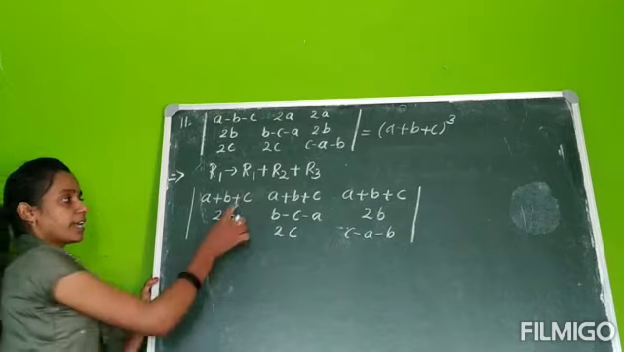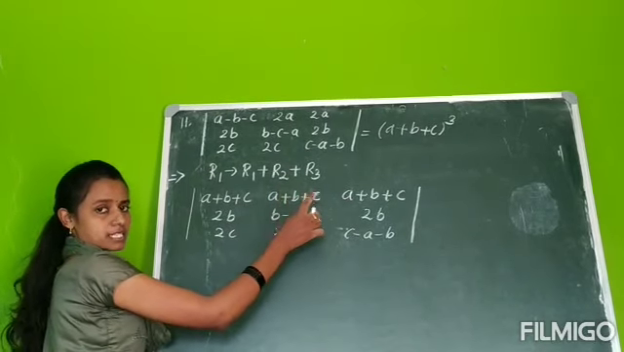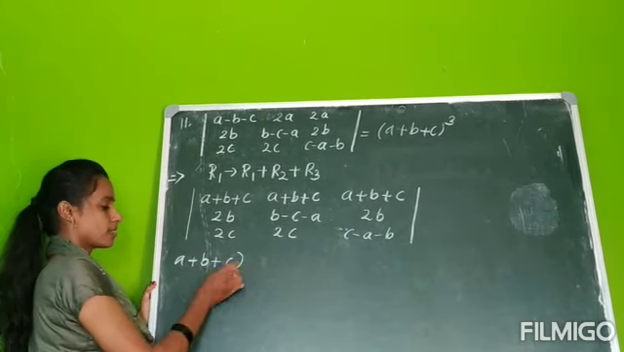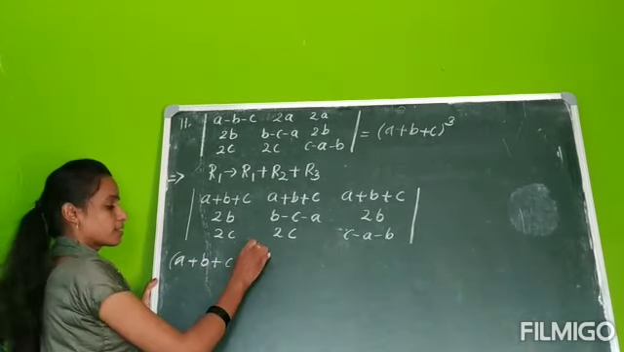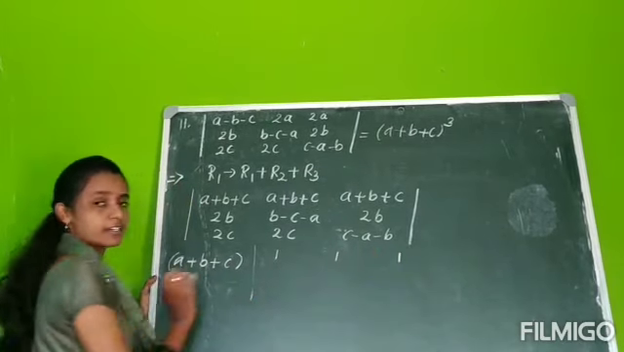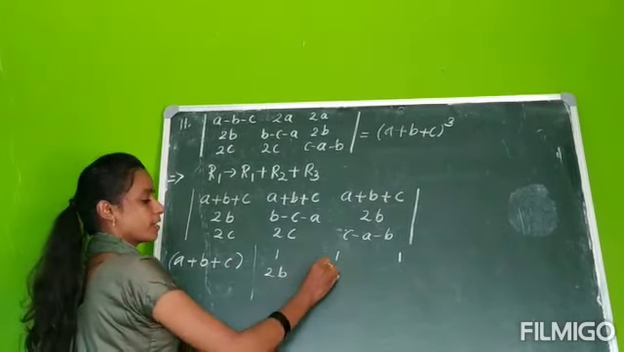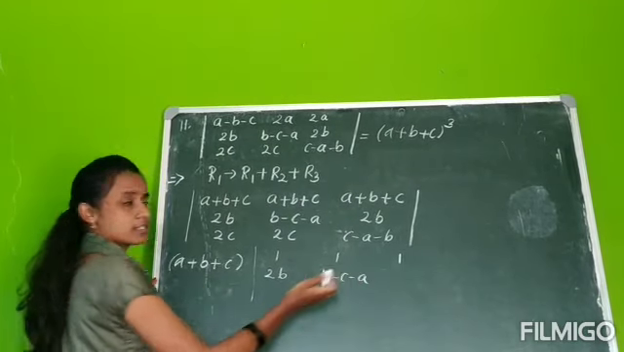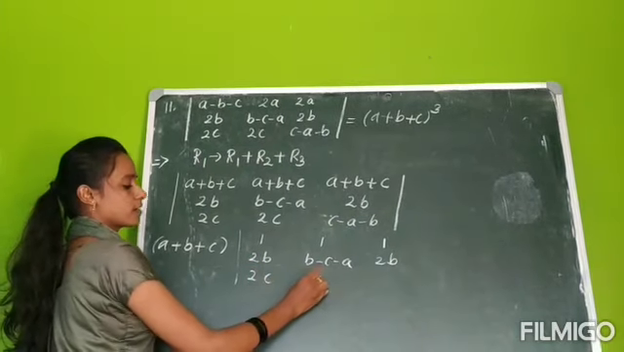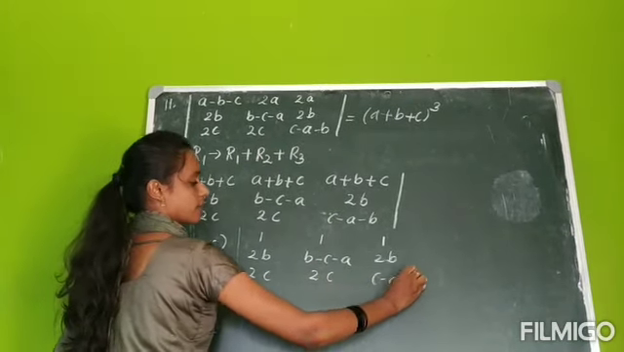So what you do, in the first row A plus B plus C is common. I just take A plus B plus C as common. That means in the first row the remaining is 1, 1 and 1. In the second row 2B, B minus C minus A, 2B, and here is 2C, 2C, C minus A minus B.